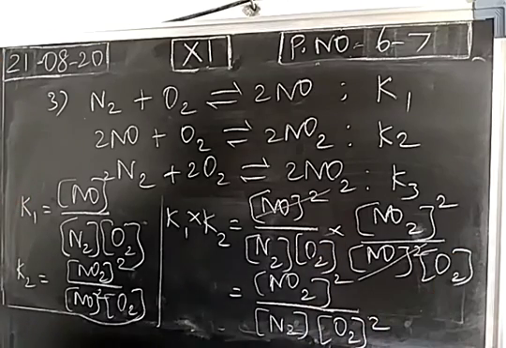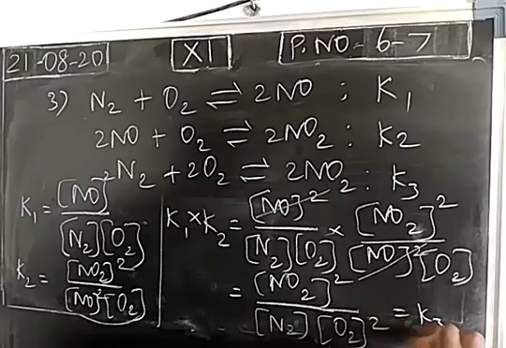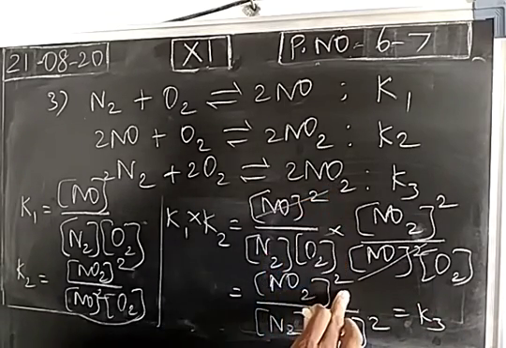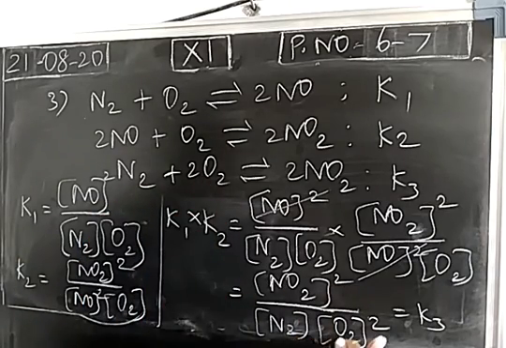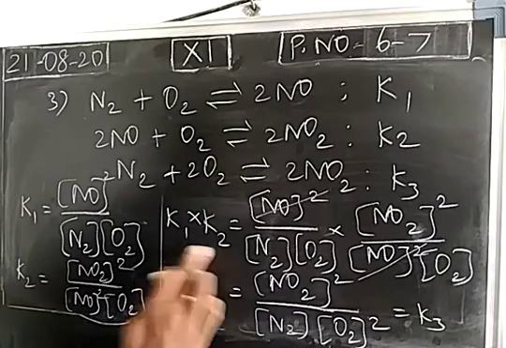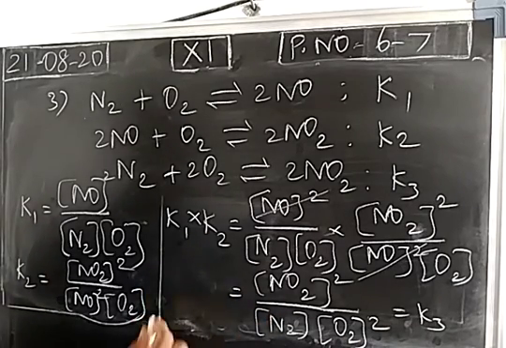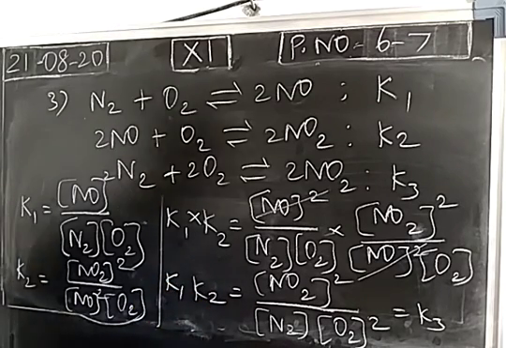So 1 plus 1, 2. So this is what? K3. K3 is nothing but the concentration of nitrogen dioxide squared over the reactants nitrogen and oxygen squared. So when we multiply K1 and K2, we get K3. So the relationship between K1, K2 and K3 is this one. This is a 3-mark question.